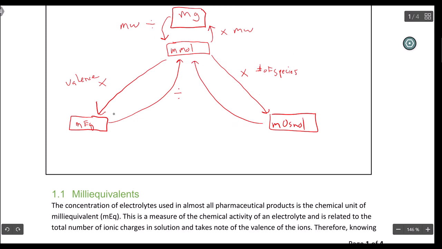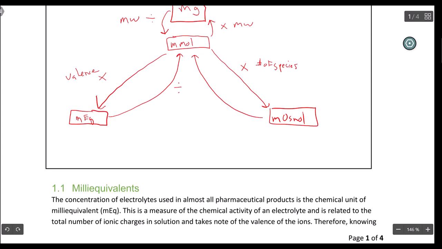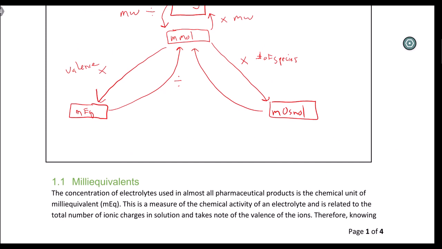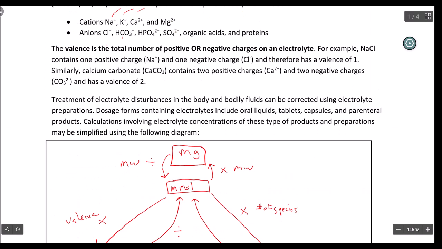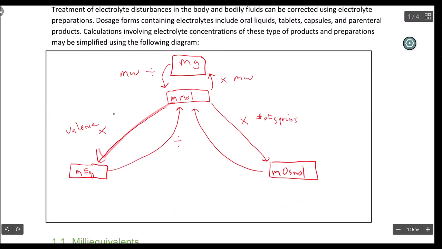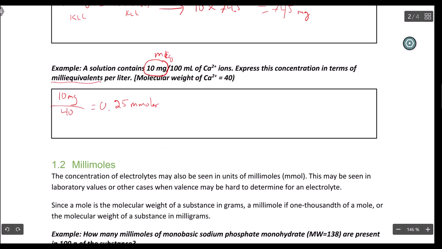All right. Now, the last thing we do is multiply by the valence, and we're going the other way. So I divided by molecular weight, and now I need to multiply by the valence and get over to MEQs. What's the valence of this one? The valence is 2, as you can see, right? The total number of positive and negative charges. So I'm going to multiply this by 2. And when I multiply that by 2, I get my 0.5, and that's 0.5 MEQs now.